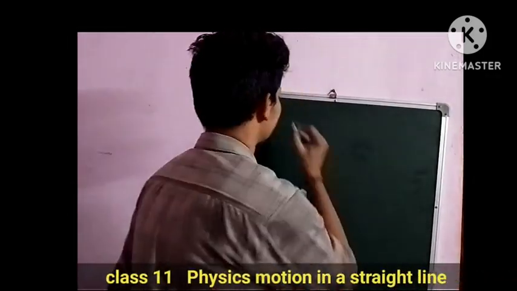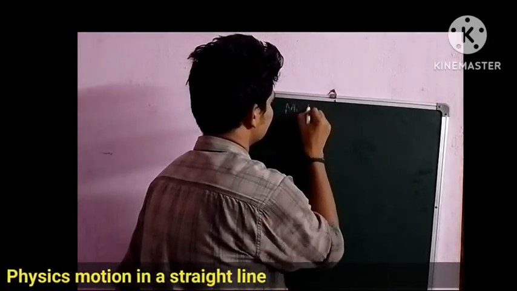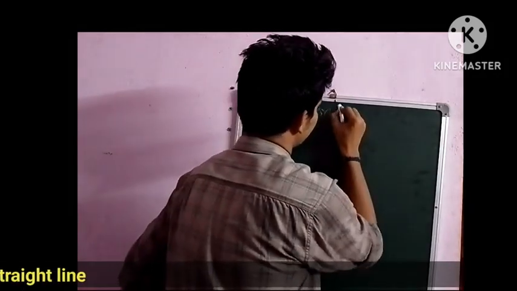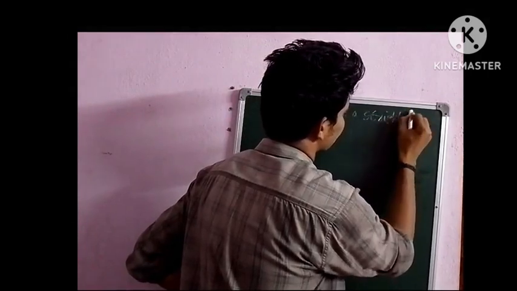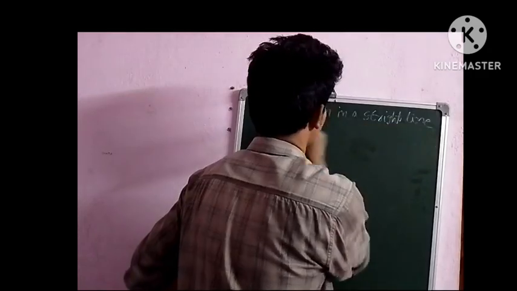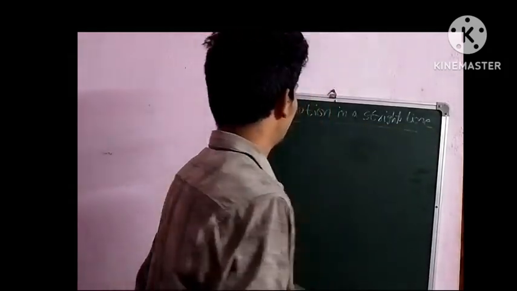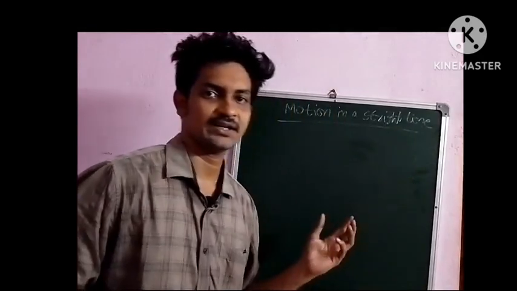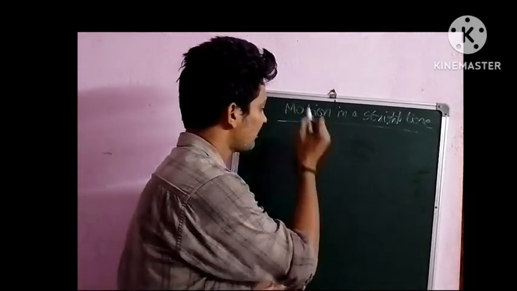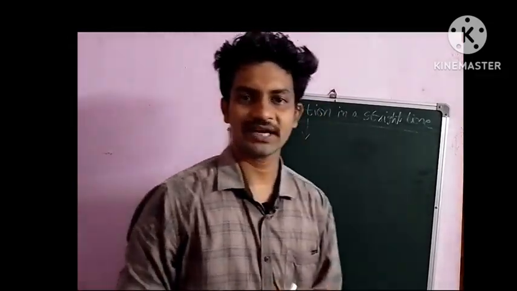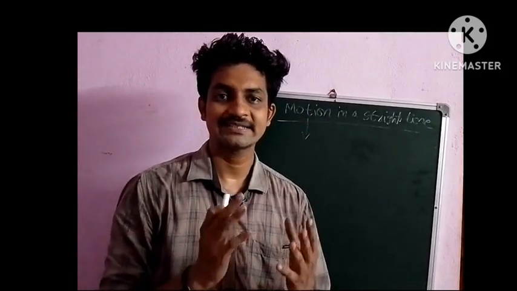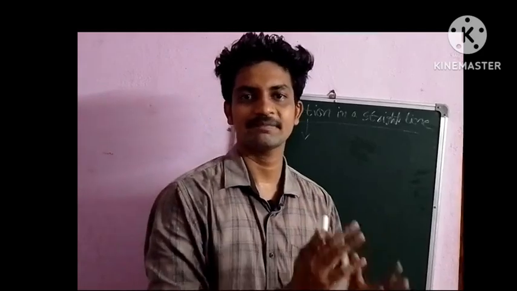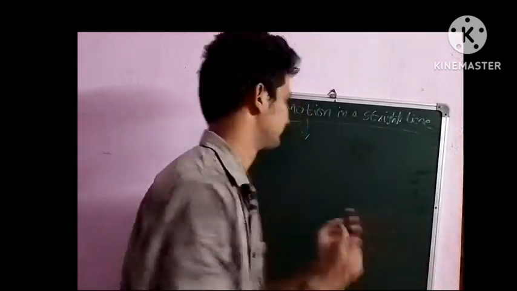Today we discuss motion in a straight line. First of all, we should know the term motion. What is motion? Motion is when an object's position changes with time. That is called motion.